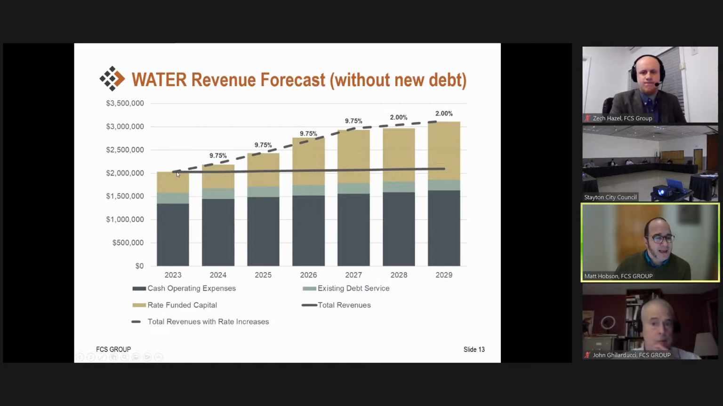And so you can see out the gate that beginning in 2023, our rate revenues cover our operating expenses, our existing debt service, and our rate-funded capital. But as we move out into the future, cost inflation starts to absorb that revenue base, so that by the end of 2029, we're not setting aside enough funding to meet our capital obligations. We are meeting operating and debt service, but we don't have enough cash to support the capital program.